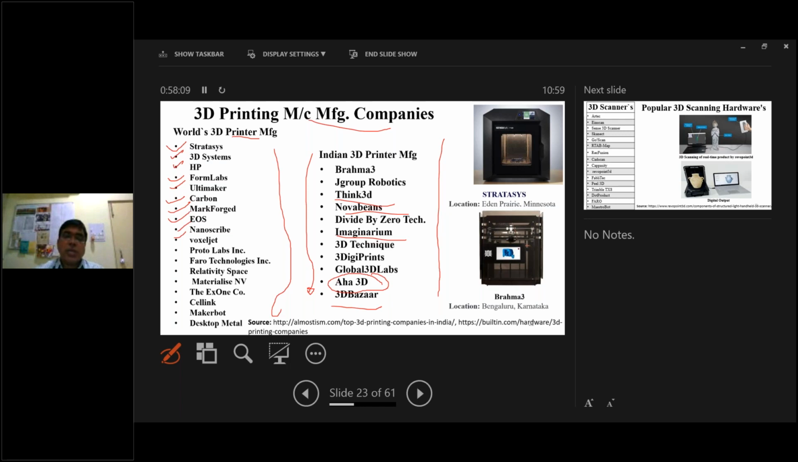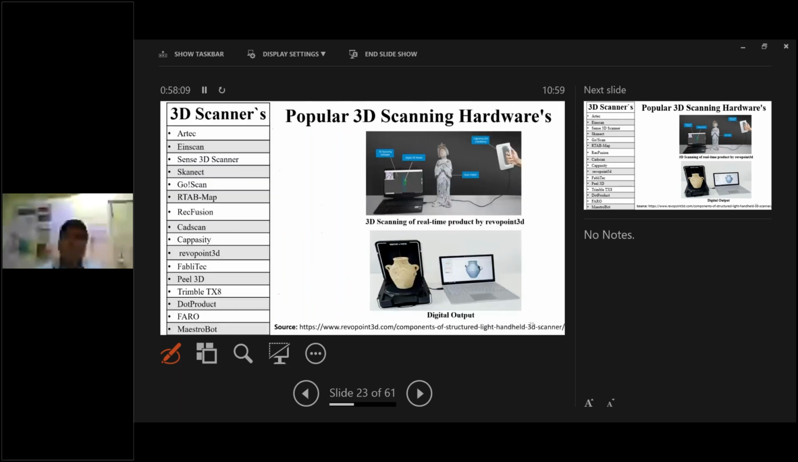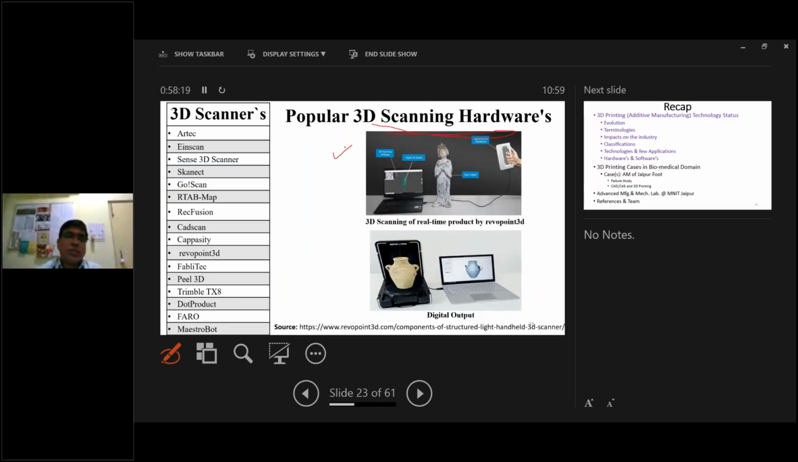So that was hardware. Similarly, you also have to understand the popular scanning tools, scanning hardware. So we talked about one hardware is the printer, second hardware is the scanner. So scanners also are coming from companies, right? Many of them are Chinese, unfortunately, but we can buy some good European ones also. Scanners from Einscan or ScanJet or GoScan. There are various companies, or one low-cost company called Peel 3D or Revopoint 3D.